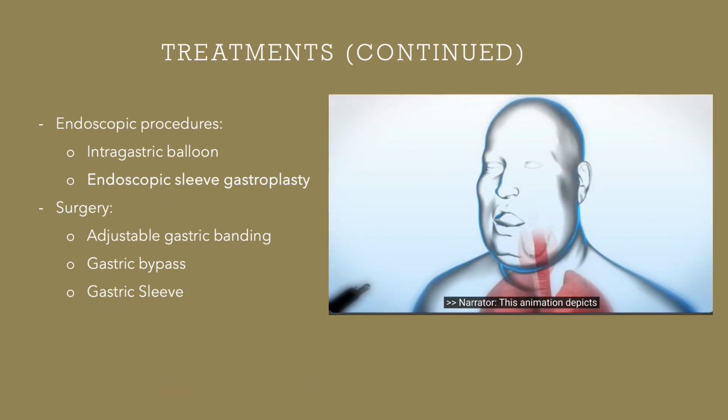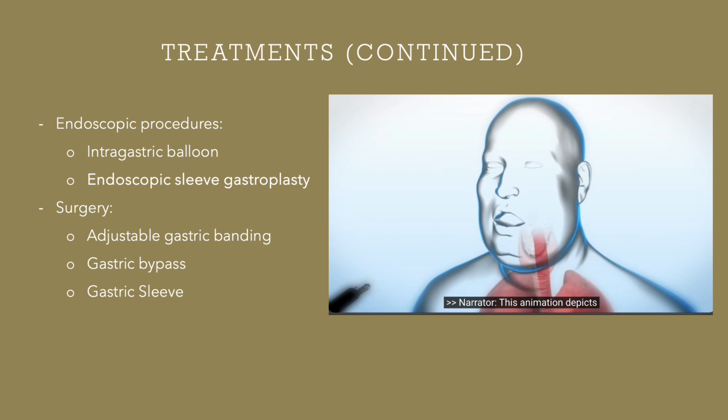More treatment options for obesity include endoscopic procedures, which do not require any cuts or incisions in the skin. The intragastric balloon procedure is where a balloon is placed in the stomach and filled with water to reduce the amount of space in the stomach. The endoscopic sleeve gastroplasty is where stitches are placed in the stomach to reduce the amount of food and liquid that the stomach can hold at a time.